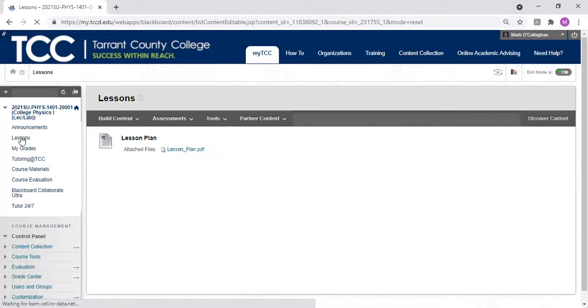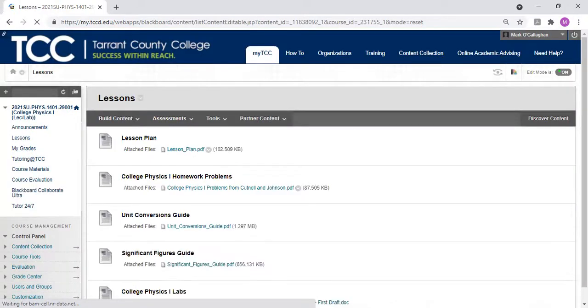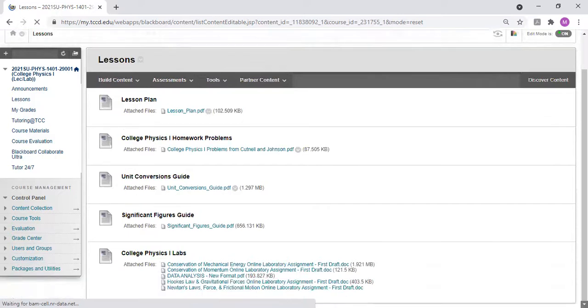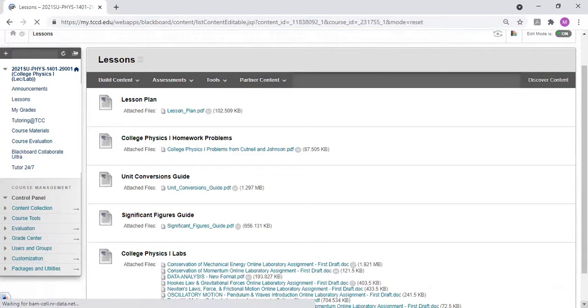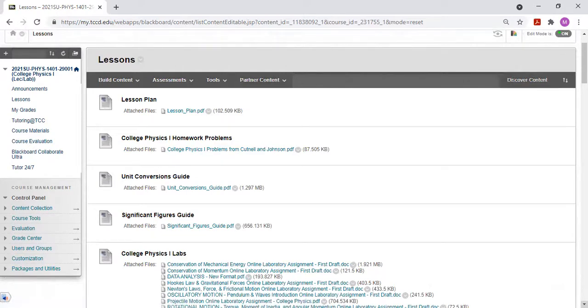All right. So the question is, what's inside of lessons? Well, I'm going to cover all of these in turn. You have the lesson plan. The lesson plan is the map of the class, and I'll talk about that. That tells you what we are doing at every juncture of this class. There is the College Physics 1 homework problems. We're going to do 17 chapters in this class. This document gives you every single problem that's assigned for every chapter. And I'll talk about that document as well.